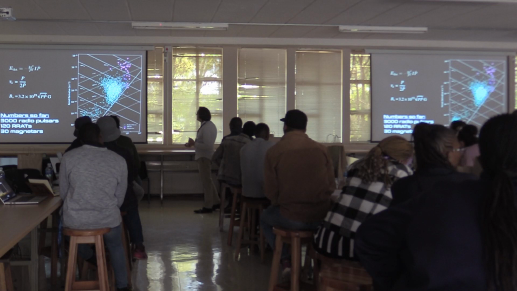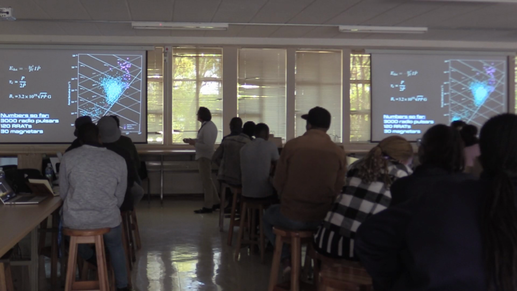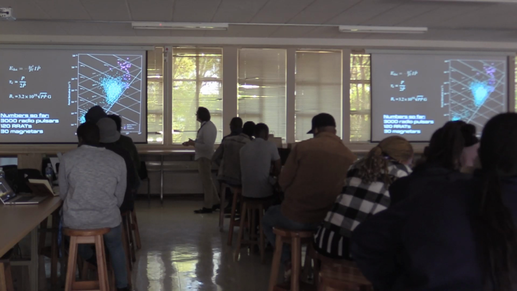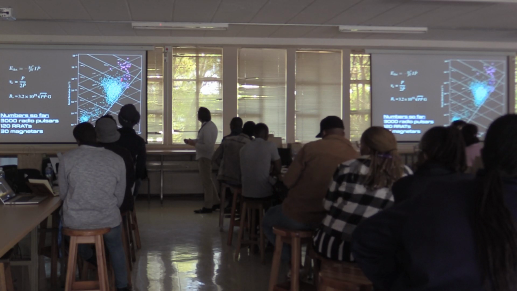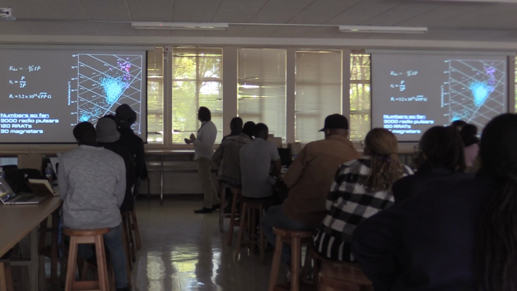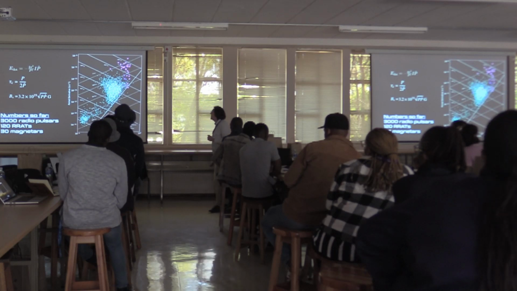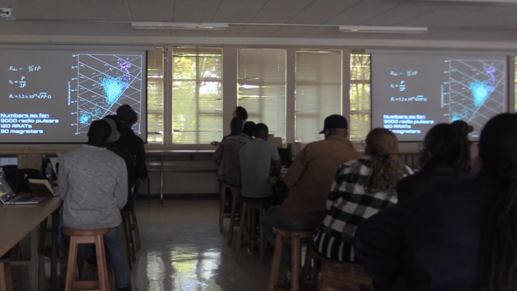Then these diagonal lines going down from left to right correspond to the magnetic field from 10 to the 15 Gauss down to 10 to the 8 Gauss. So going up in this plot, the pulsars are getting stronger in magnetic field. Obviously, the magnetars have the strongest magnetic fields.